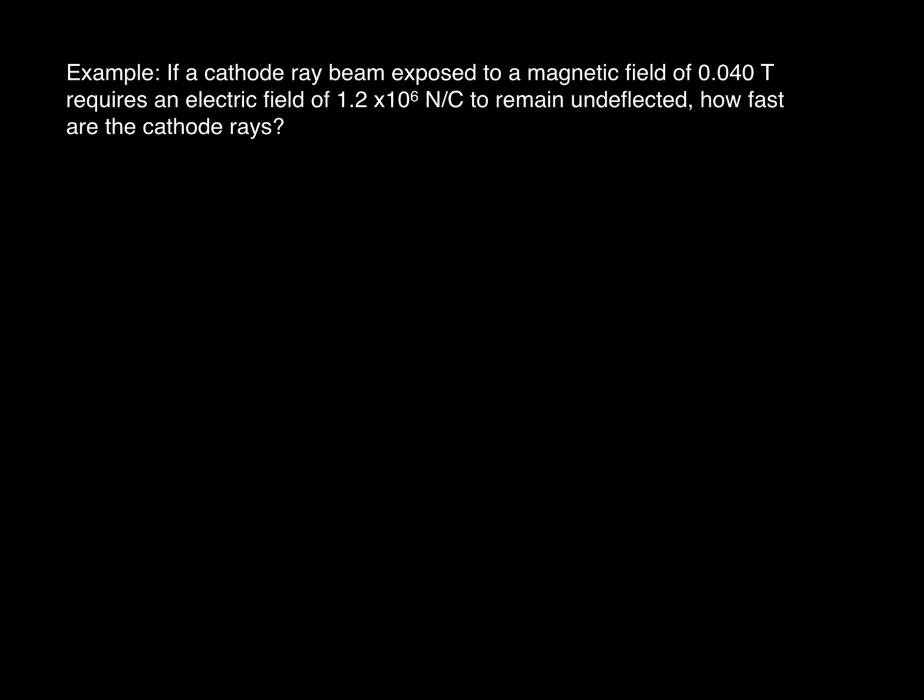Example: if a cathode ray beam exposed to a magnetic field of 0.040 teslas requires an electric field of 1.2 times 10 to the 6 newtons per coulomb to remain undeflected, how fast are the cathode rays?